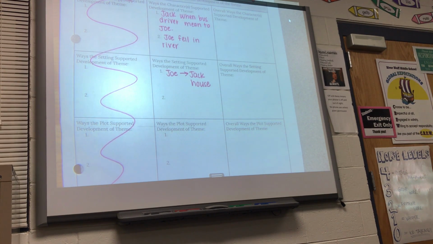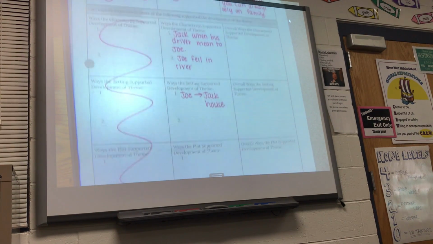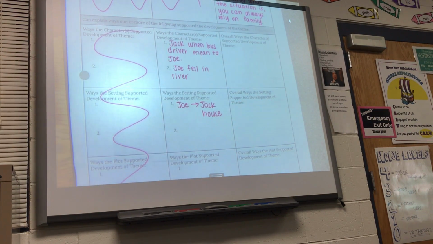Mm-hmm. Okay, so can we move on to the next then? Yes. Sure. Last one then is the plot. What are some ways that the plot supports, no matter what the situation is, you can always rely on family? So what is plot again? What is plot?